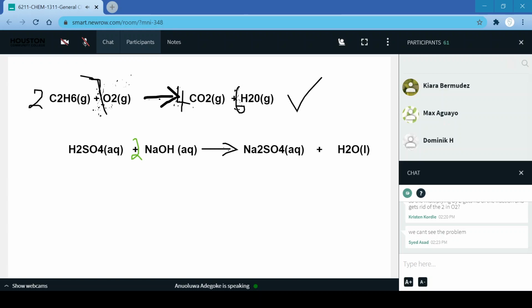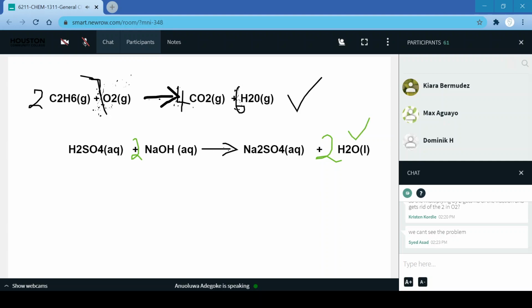So if we go ahead and put 2 here, now we have 2 hydrogen plus 2 here, making 4 hydrogen. So there's 4 hydrogen here because 2 times 2 is 4. 1 sulfur, 1 sulfur. 4 plus 2, that is 6 oxygens. This is also 4 plus 2, 6 oxygens. And then yes, we are balanced. So remember, the coefficient goes for everything. So yes, this is balanced.